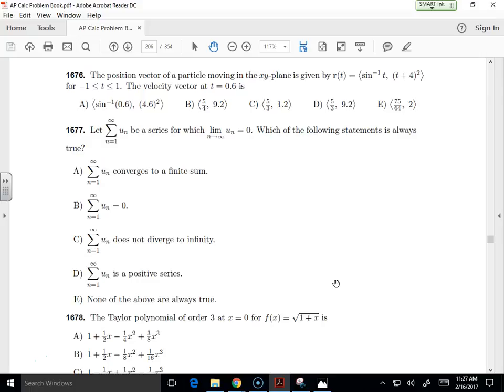This is sequence equals 0, always. The limit of E does not diverge to... It's none of the above are always true. Oh, yeah, because that tells us nothing. We know nothing from the limit. That is just speed, right? Because it might converge, it might diverge. It might be 0, it might not be 0, it might be positive.